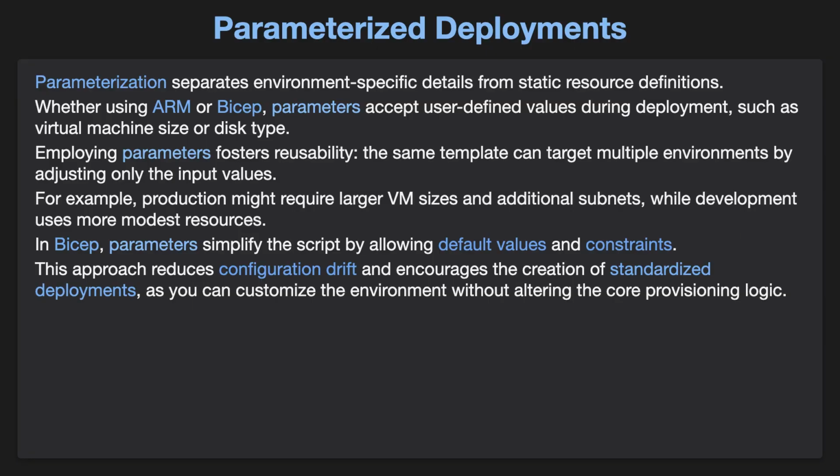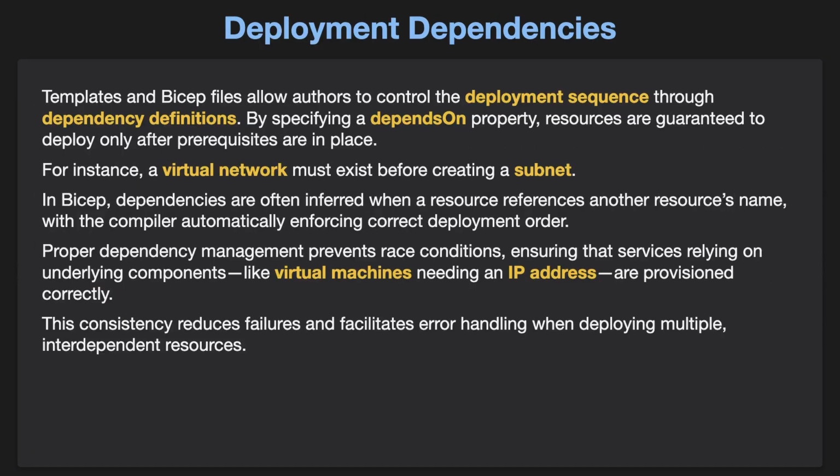In Bicep, parameters simplify the script by allowing default values and constraints. This approach reduces configuration drift and encourages the creation of standardized deployments, as you can customize the environment without altering the core provisioning logic. Templates and Bicep files allow authors to control the deployment sequence through dependency definitions.